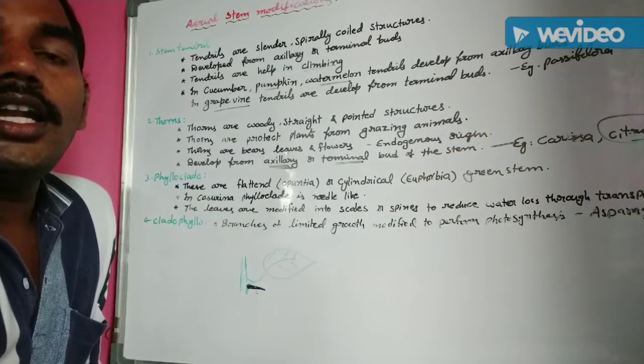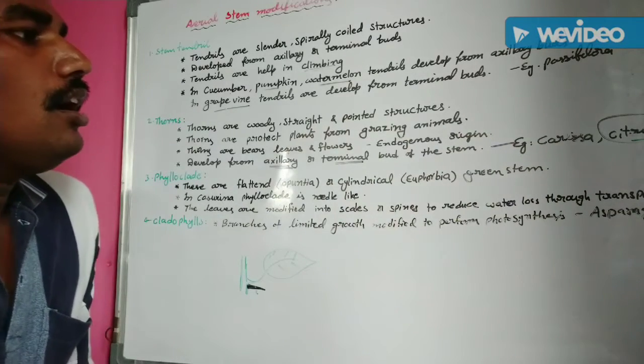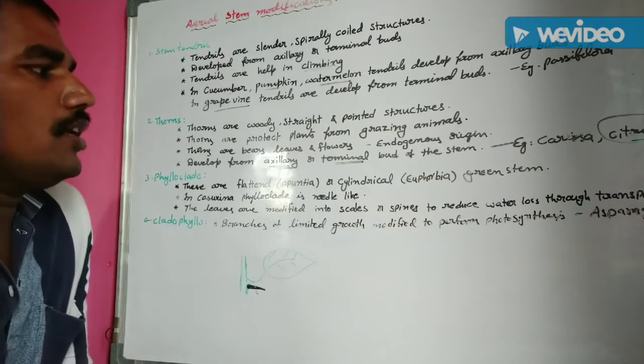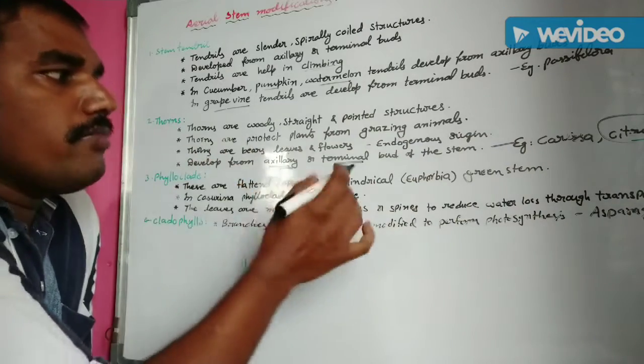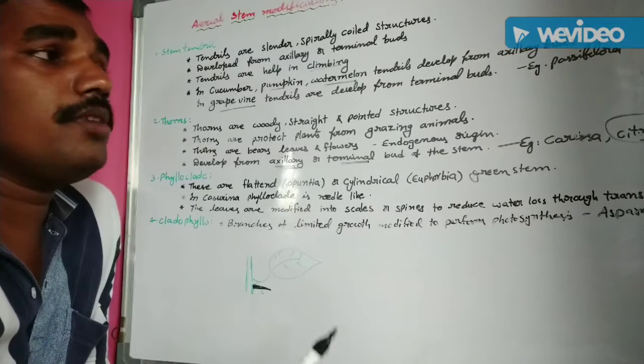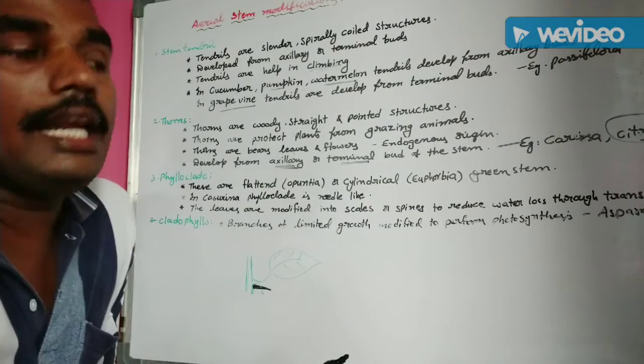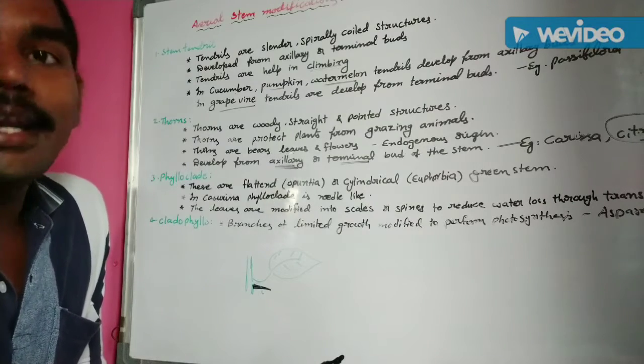Carissa and pomegranate species: the thorns are mainly developed from terminal bud. The terminal bud develops into thorns in pomegranate and Carissa.